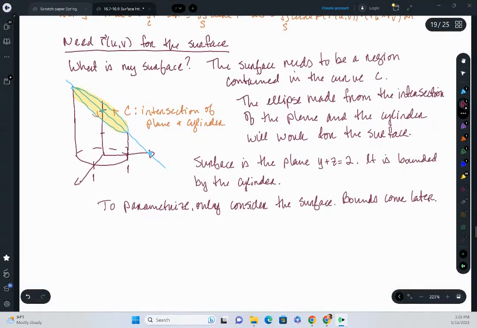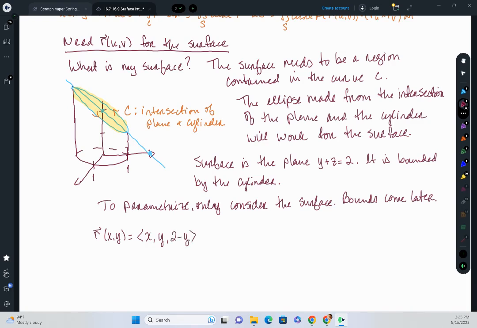Okay, well, that surface is a plane, and y plus z equals 2. I could solve for z. Z is equal to 2 minus y. And then I could say, well, let's go ahead and have a parametrization r of x, y, where since we have an explicit function, z equals 2 minus y, that means x will get to be x, y will get to be y, and z will be 2 minus y.